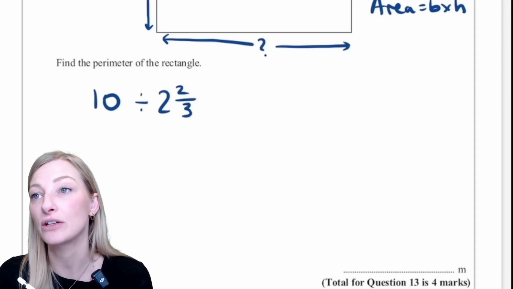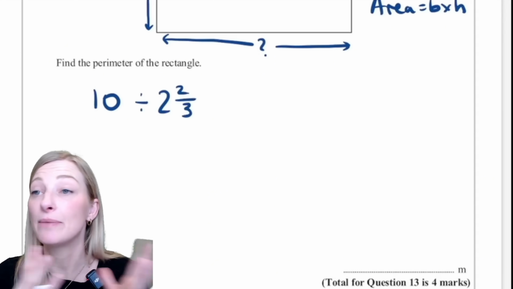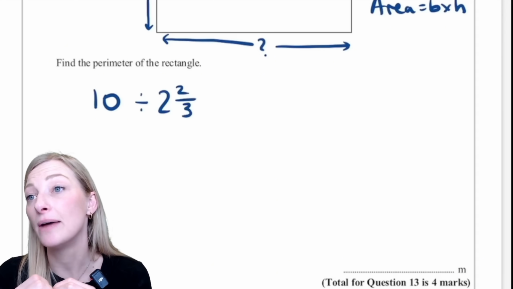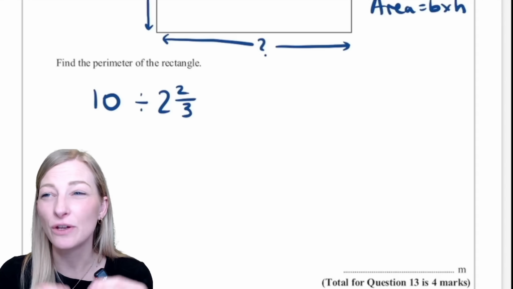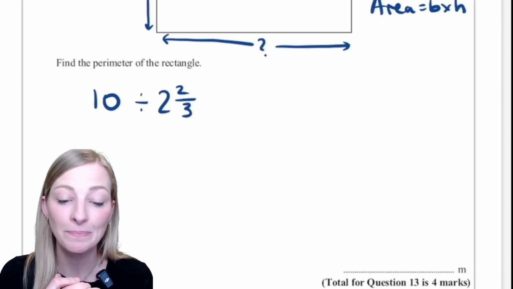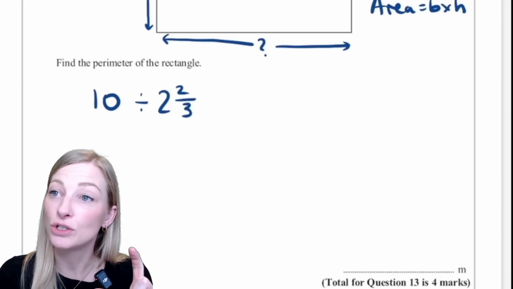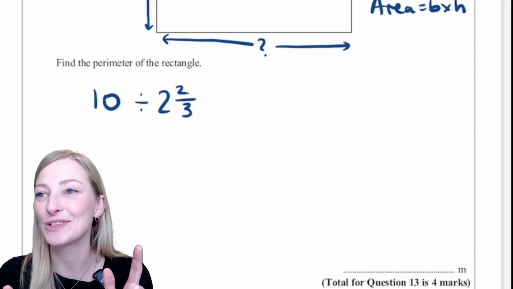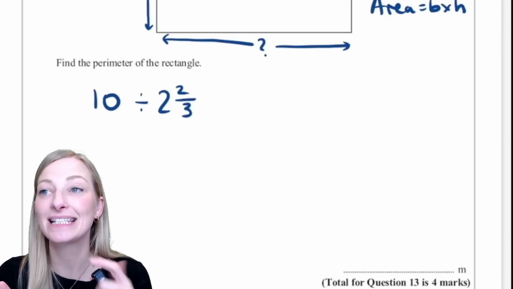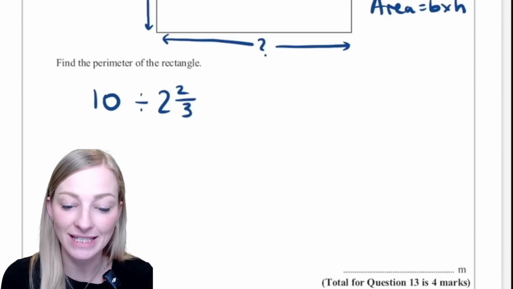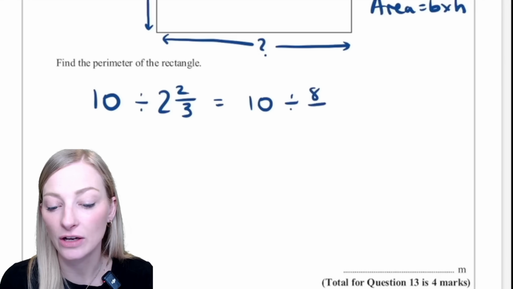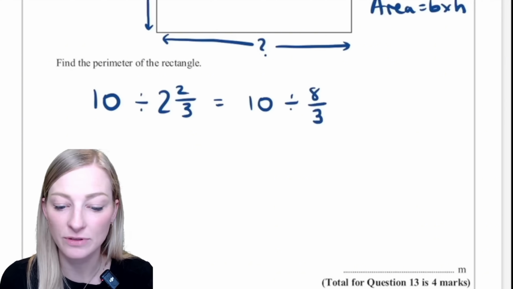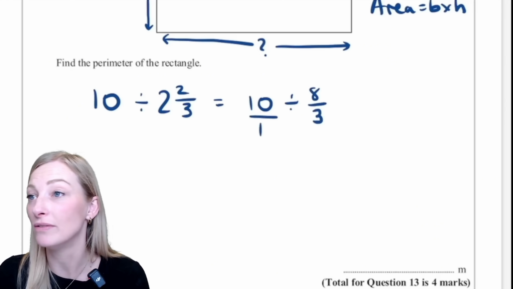When we divide fractions, we keep, change, flip, we do the reciprocal, we divide. Dividing by a fraction is the same as multiplying by its reciprocal. So first we need to make this an improper fraction and make it top heavy. So to do that, big times bottom, add on the top. 2 times 3 is 6, add the 2 is 8. So this is the same as saying 10 divided by 8/3. And you might feel more comfortable making it 10 over 1.